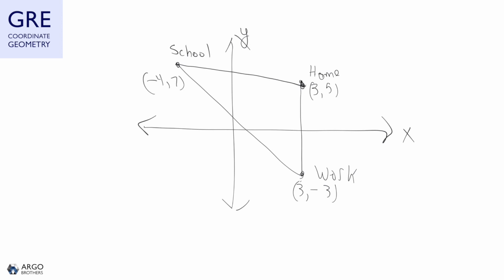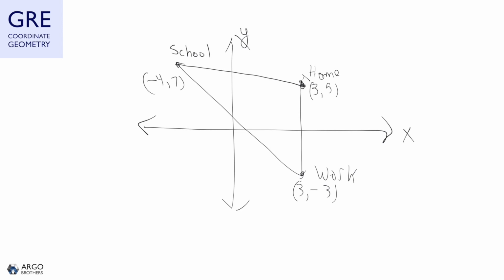My question to you is, if you start at school, how far do you have to walk from school to home to work, back to school? In other words, if you're at school, how far do you have to walk to get back to school by covering every single location? So if you do that problem, all it's saying is find the lengths between all the 2 points and then add them up. So find the distance between school and home, then home to work, and then work to school, and add them up. So let's use the distance formula.